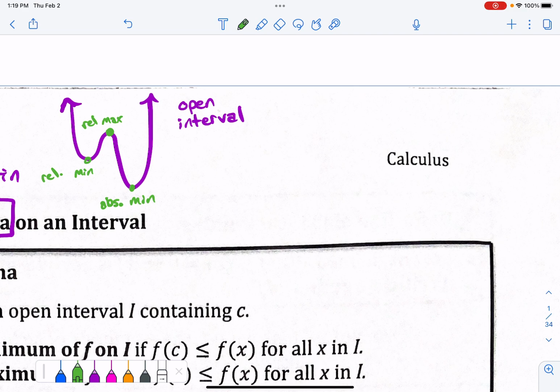So it does not have an absolute max. Can you have two absolutes? Yes, if they're the same. Like if I have my W and these two are on the same level, those would be two absolutes. Can you have an absolute high and an absolute low? We're going to talk about that right now.